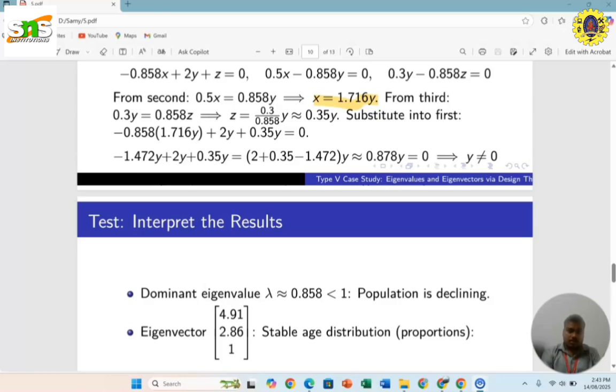The dominant eigenvalue lambda is approximately 0.858, which is less than 1. That is, the population is declining. The corresponding eigenvector is 4.91, 2.86 and 1. The stable age distribution is the eigenvector.